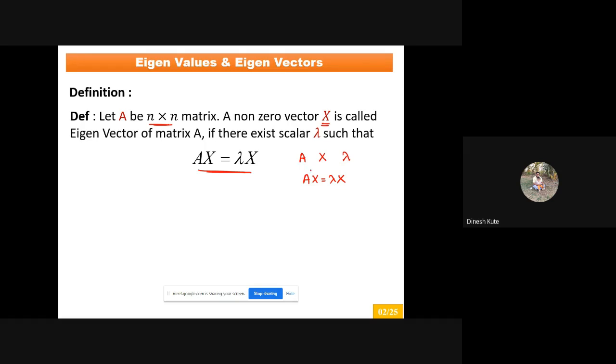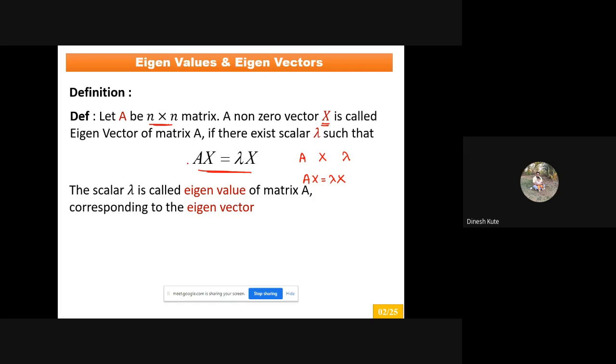Using this technique only, we actually develop the power method, from which you can directly find the largest eigenvalue or the lowest eigenvalue corresponding to that matrix. Here this lambda is called the eigenvalue and x is called the eigenvector.